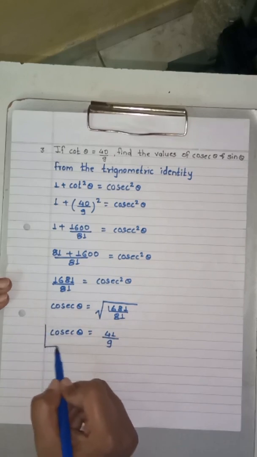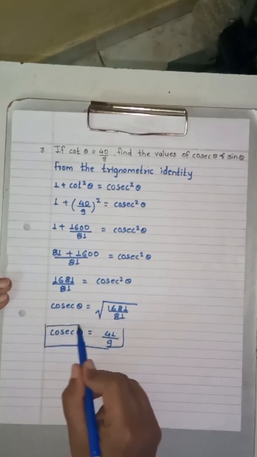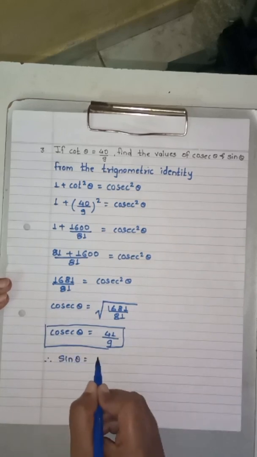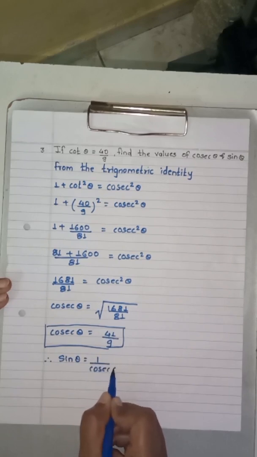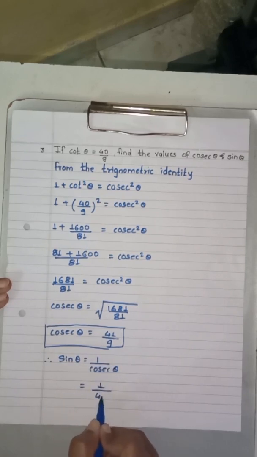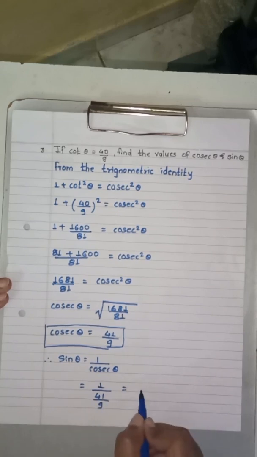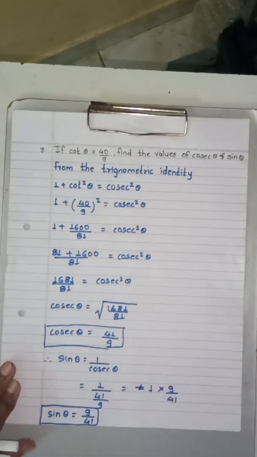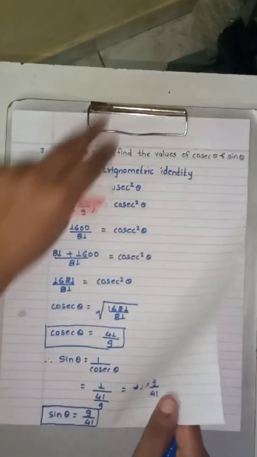Now you know that sin theta is 1 upon cosec theta. Therefore sin theta is equal to 1 upon cosec theta. That will be equal to 1 upon 41/9. That will be equal to 1 into 9/41. Therefore sin theta will be equal to 9/41. So in this way the third question of practice set 6.1 is also completed. Now let us move on towards the fourth question.